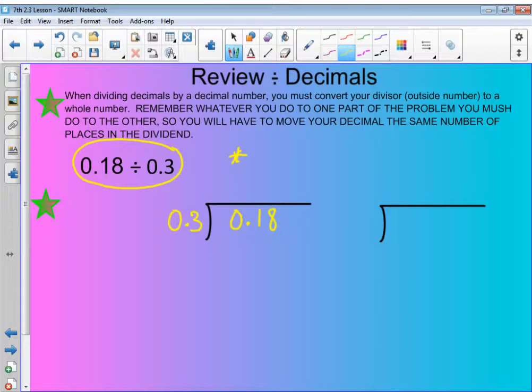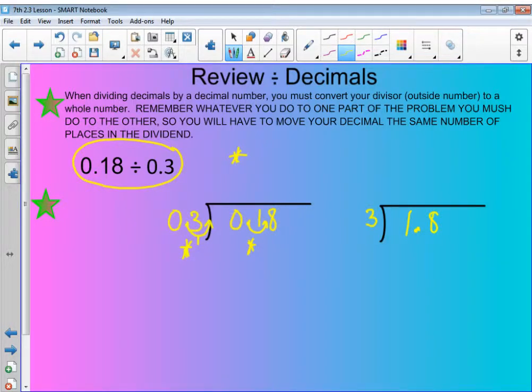The first thing is making sure that you get it set up correctly so that you can do that longhand division. Now my next step is to move my decimal so that this becomes a whole number. Here I'm going to move it one spot to get it behind the very last digit, so it's now a 3 on the outside. Whatever I did here, I have to also do over here. I'm only going to move one place.